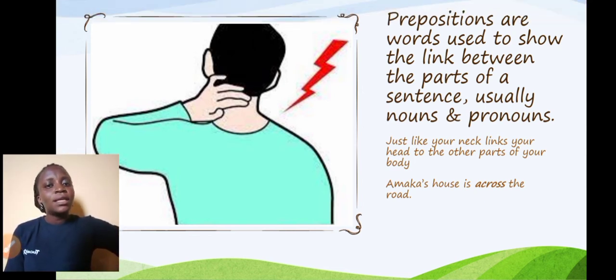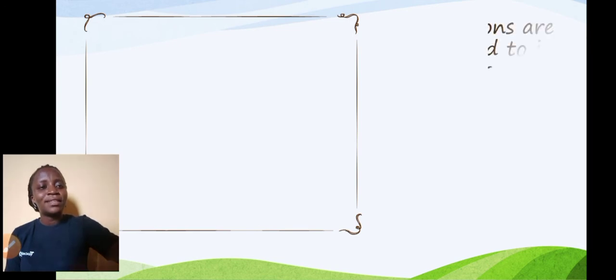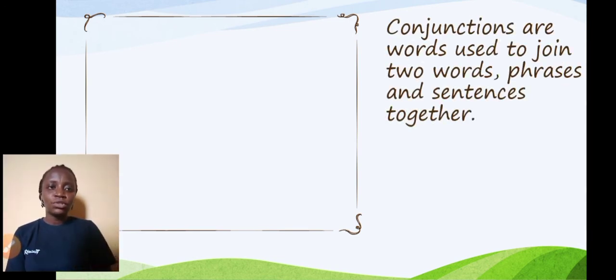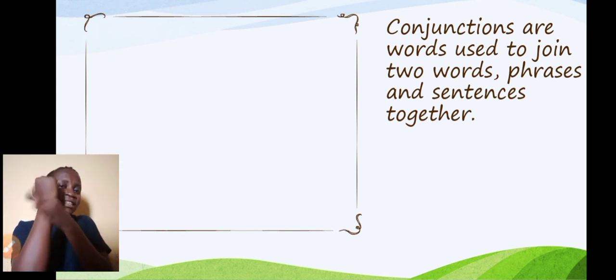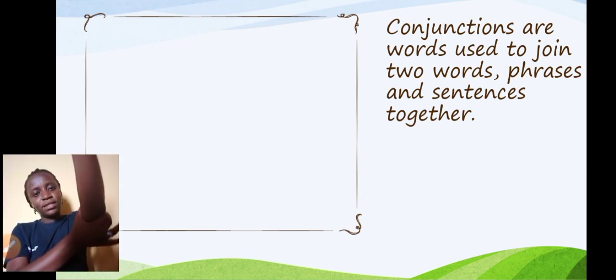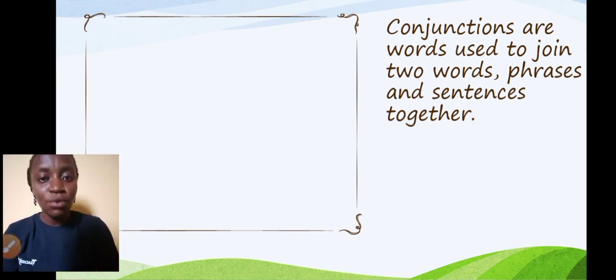Our next part of speech is conjunctions. Now, prepositions serve as links. Conjunctions serve as joints. Yes, there's a joint here, there's a joint here, there's a joint here, and it goes on all over your body.